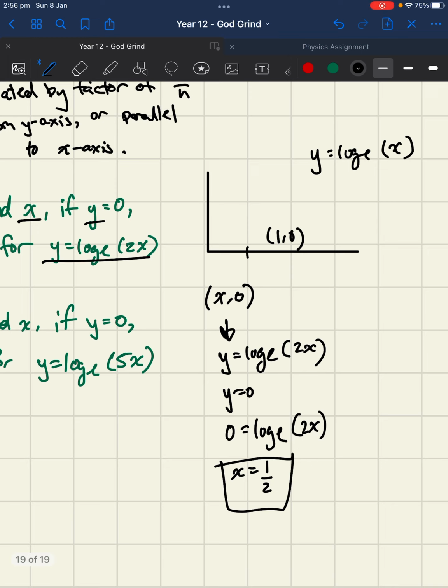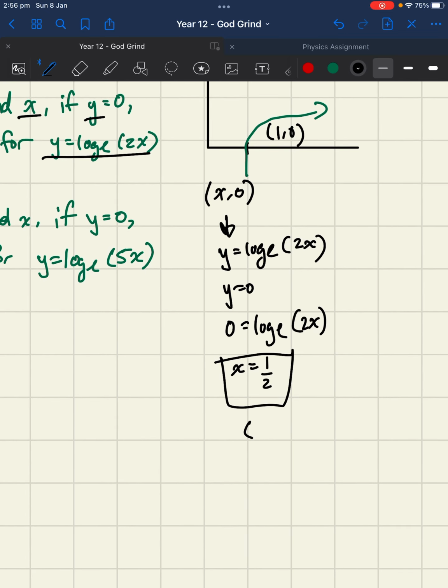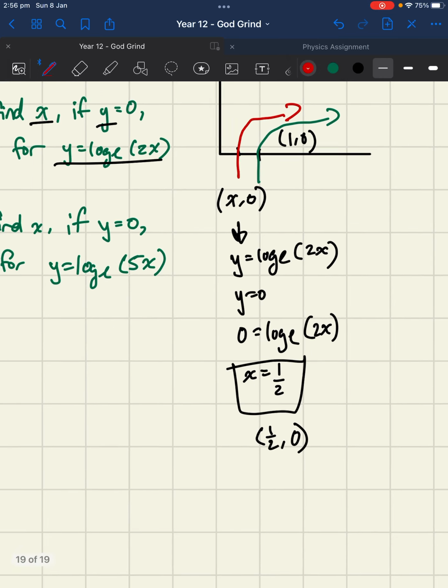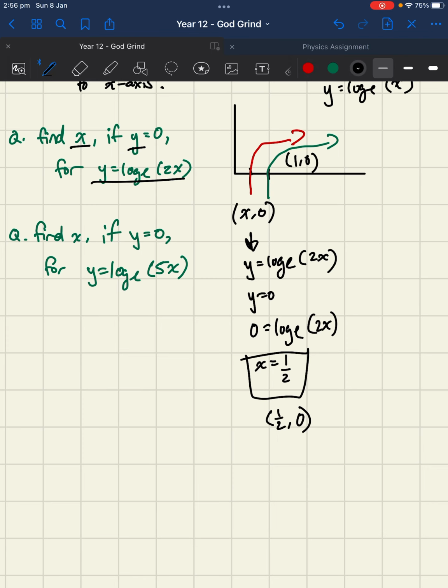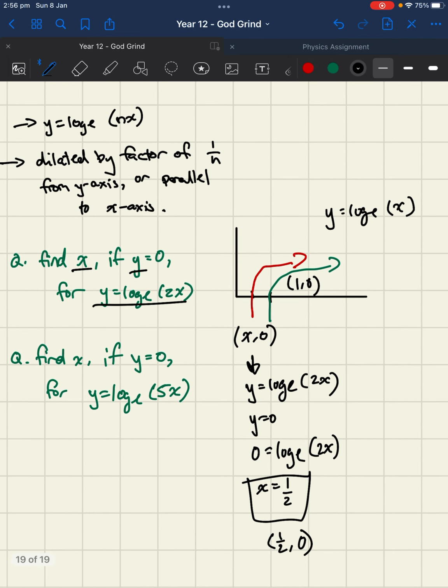A normal logarithmic graph looks like this, right? And now we have to plot this thing. Our new coordinate is, we know that when y is 0, x is 1 over 2. We put that in, so it's like half here or somewhere. Let's draw a new line. Right, cool. So we already solved that question, pretty simple. So this is what happens.